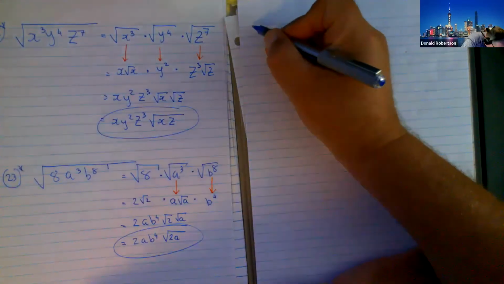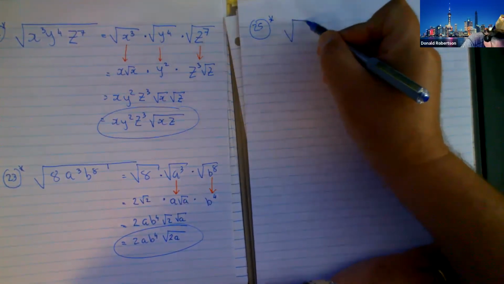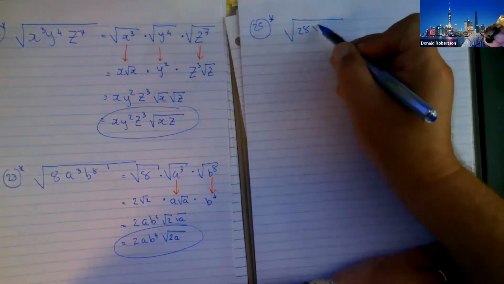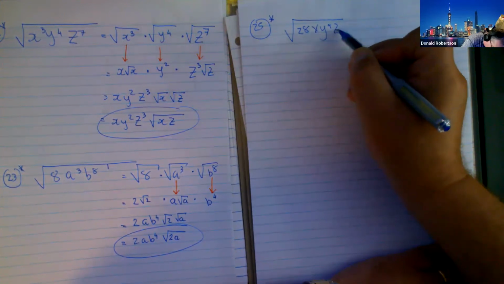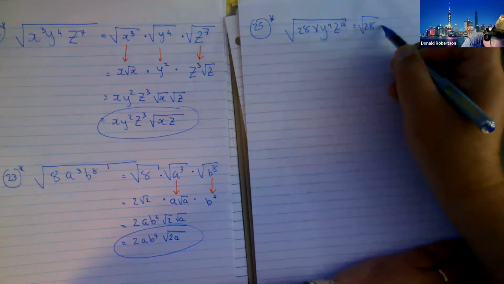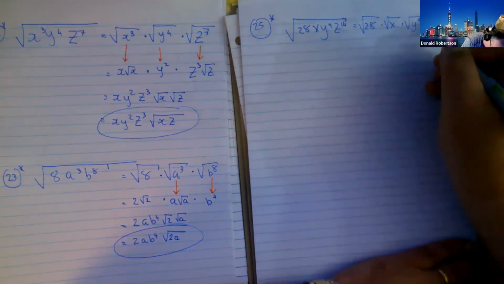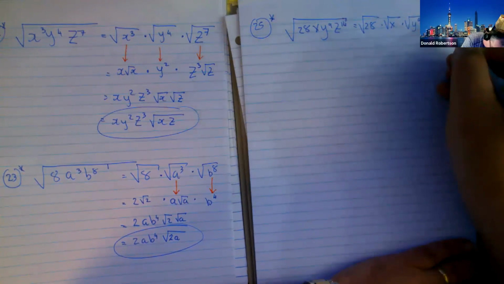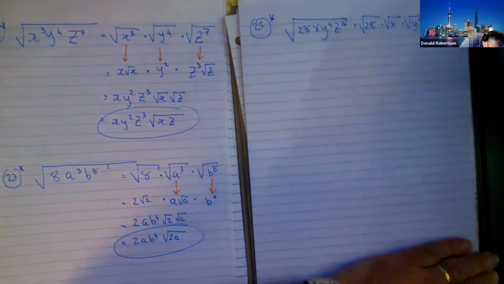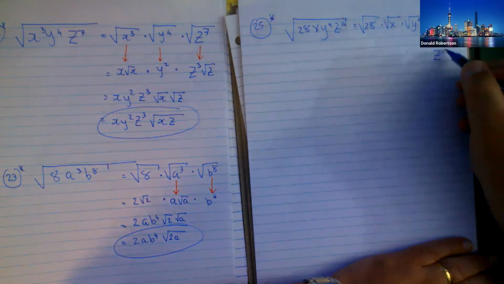So let's do a version of, say, 25. Square root of 28 x y to the 9 z to the 14. That's going to split as a square root of 28, a square root of x, a square root of y to the 9, and lastly z to the 14. Okay, I'm going to start at the end because I want to. Square root of z to the 14, half that power, perfect match, 7.